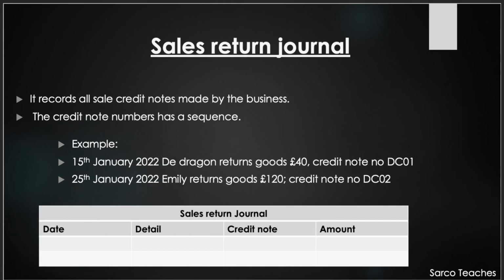Sales return journal is basically the same as a sales journal, so I won't be going through it. However, the only difference is, instead of invoice, there's a credit note. You can pause the video at any time, and in the next few seconds, I'll be putting up the answers.